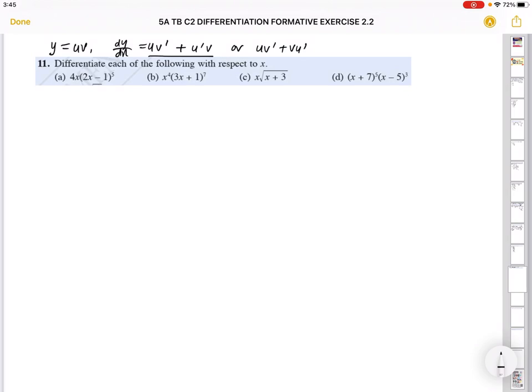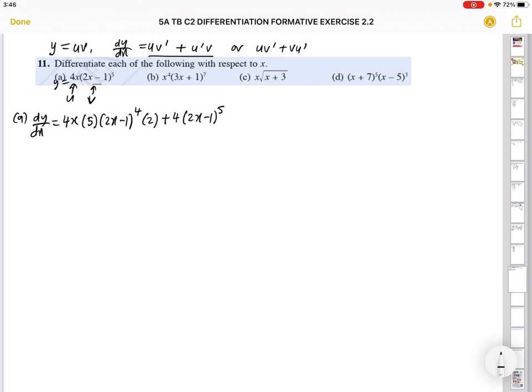Okay, let's look at the first one. This is just your y, this is your u, this is your v. Okay, part A, dy/dx. So I copy my u, x, differentiate my v. Now remember, this involves a composite function. So we're going to bring the 5 down, copy the bracket, reduce the power by 1, 4, differentiate inside, 2. Then you differentiate your u, differentiate 4x, you get 4, and you copy (2x minus 1) power 5.